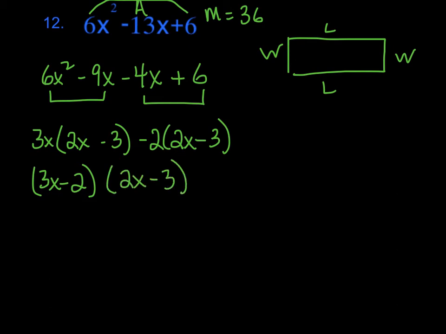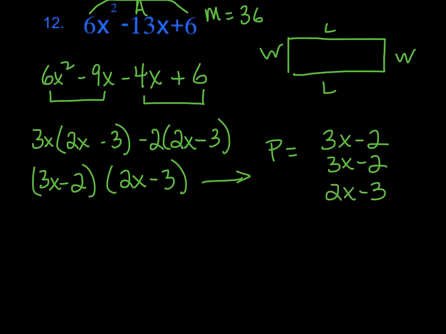Now, remember, they're not asking for the dimensions, they're asking for the perimeter. So if the 3x minus 2 represents either the length or the width, it doesn't matter, and 2x minus 3 represents the other one, if we want to find the perimeter, what we're going to do is add the 3x minus 2 and 3x minus 2, right, because there are two lengths, or they could be two widths, we're not really sure, it doesn't matter, and then 2x minus 3 and the other 2x minus 3, right, because a rectangle has four sides.